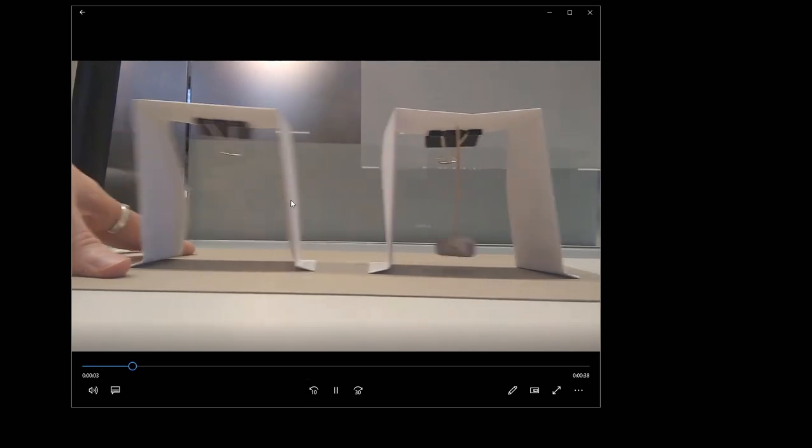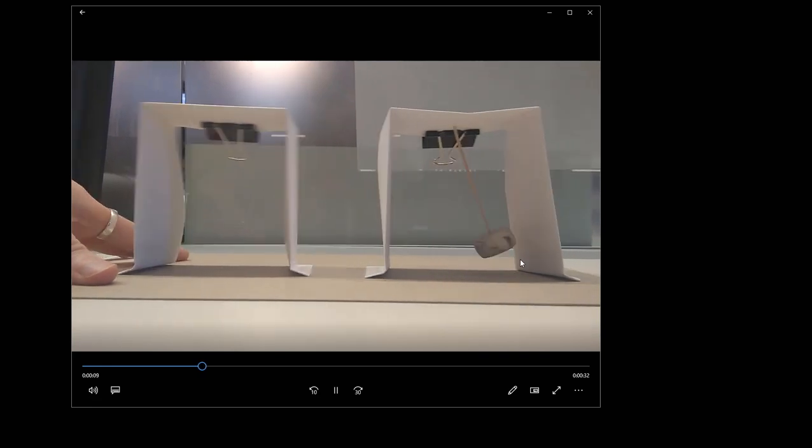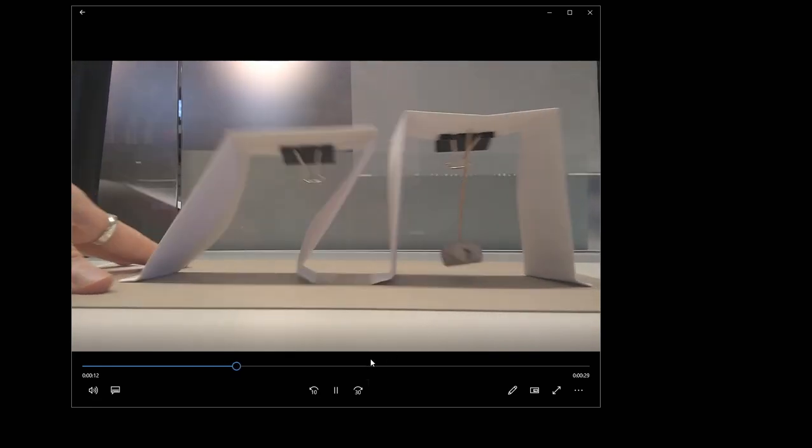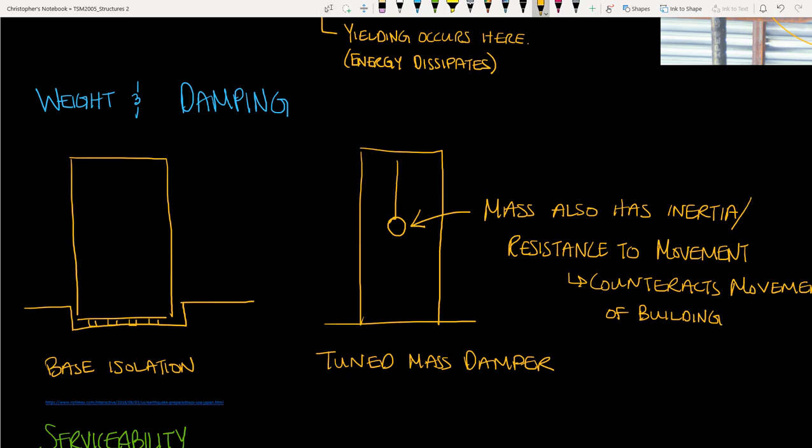And as you can see, the structure on the left moves much more drastically than the structure on the right. This is because that mass also has inertia, or resistance to movement. And if we can tune this mass to have the same frequency as our building, then its motion will counteract the motion of our building, reducing both the sway of the building as well as the forces acting in the elements supporting it.